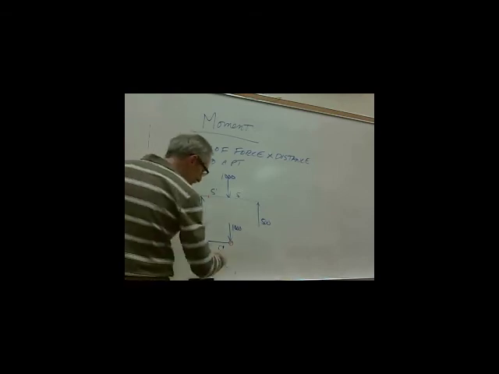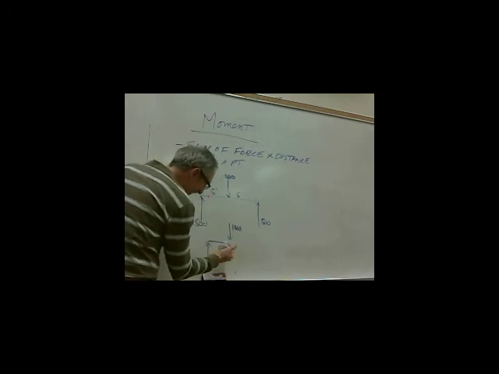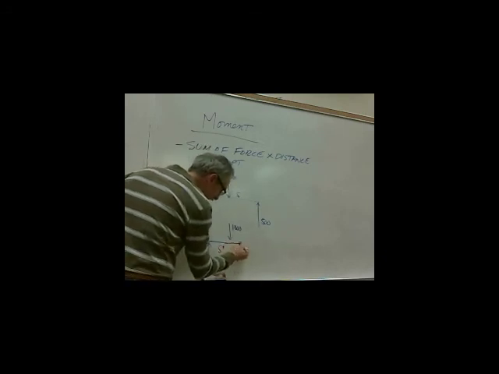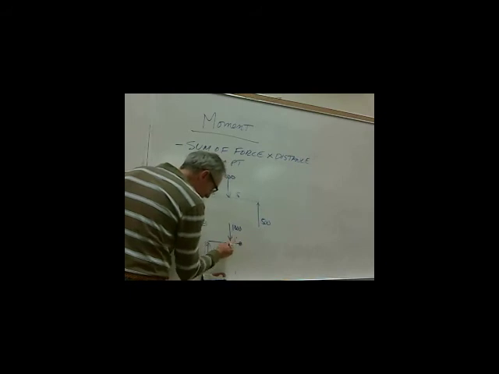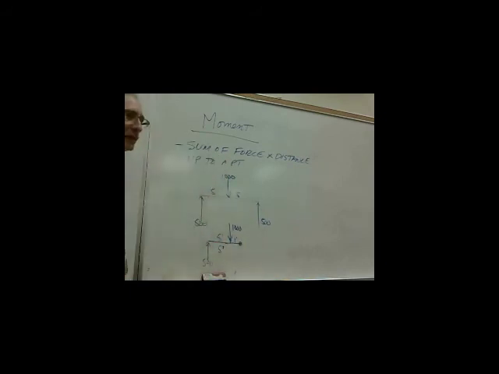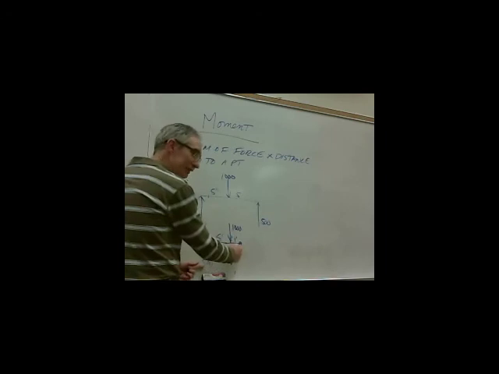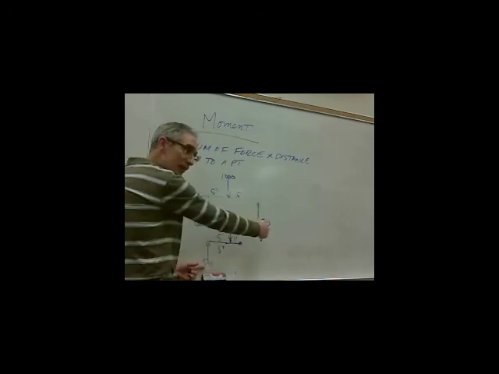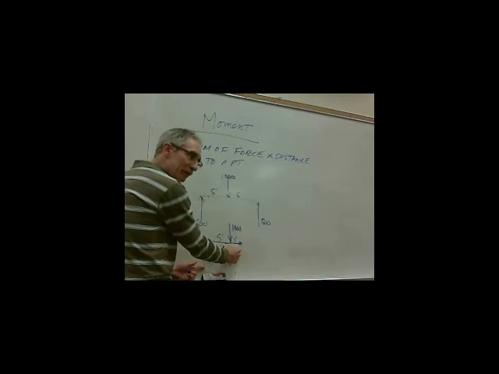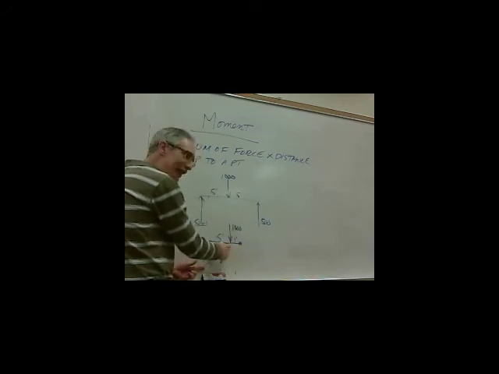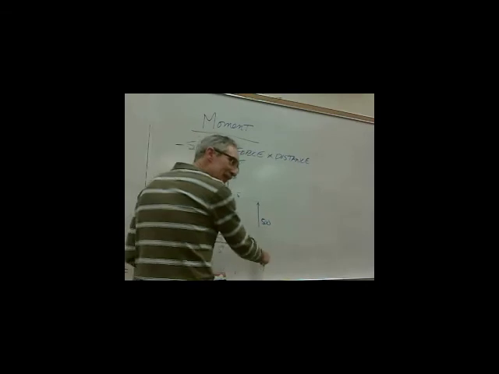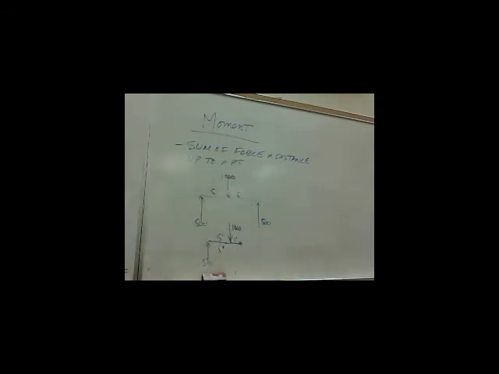What happens when your point is at 6 feet? What would it be then? Well, I've got 500 times 6, that's 3,000 foot-pounds. But I've got this load too. That was 3,000 foot-pounds clockwise, but I've got 1,000 pounds doing what? Counterclockwise. So what's the answer at 6 feet? 3,000 clockwise, 1,000 counterclockwise gives me 2,000 clockwise.